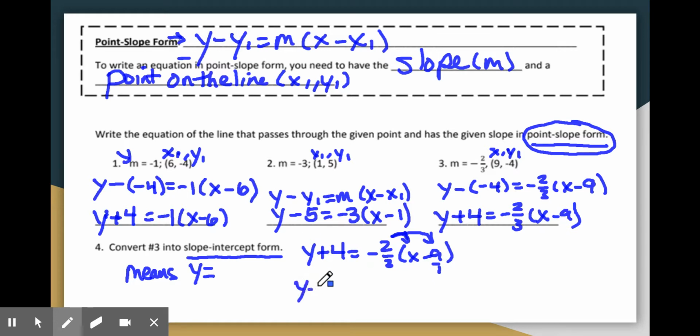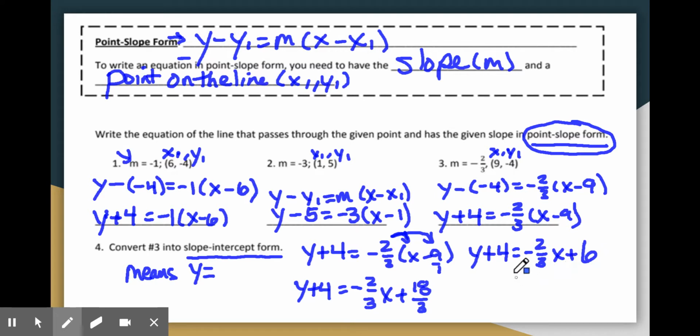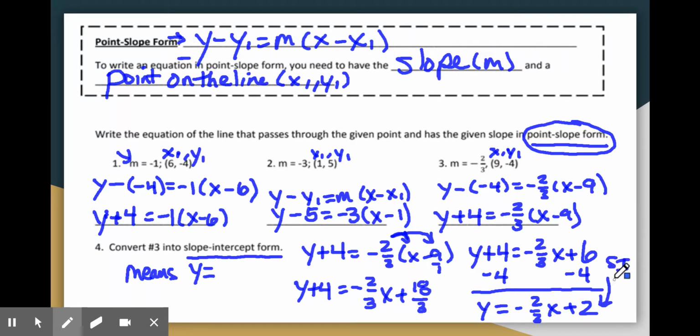And then we'll have y plus 4 equals -2/3 x. Negative times a negative is a positive. 2 times 9 is 18, divided by 3. 18 over 3 is going to be a 6. So we have y plus 4 equals -2/3 x plus 6. So now we're going to subtract 4 on both sides. We want to know what y is equal to. And we get y equals -2/3 x plus 2. And there's your answer. This is the answer in slope-intercept form.